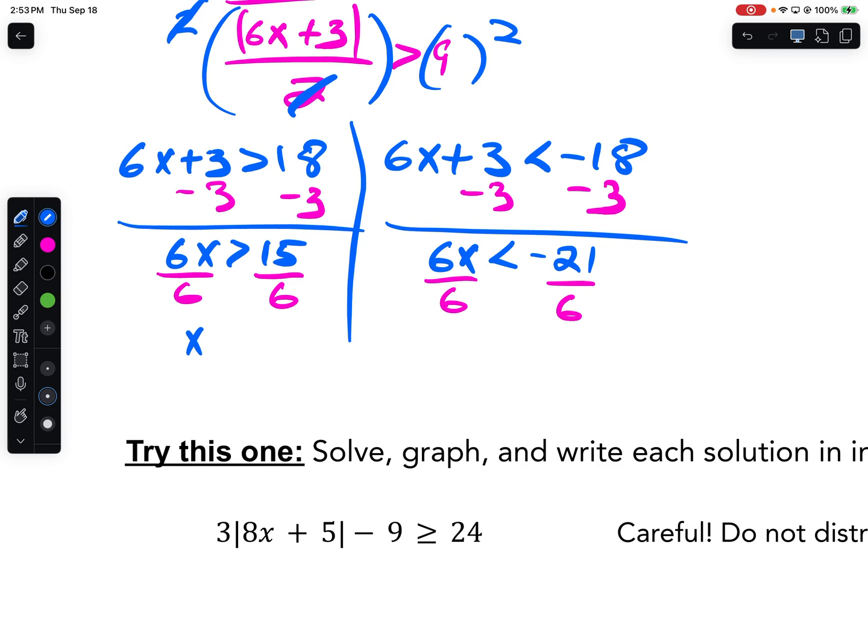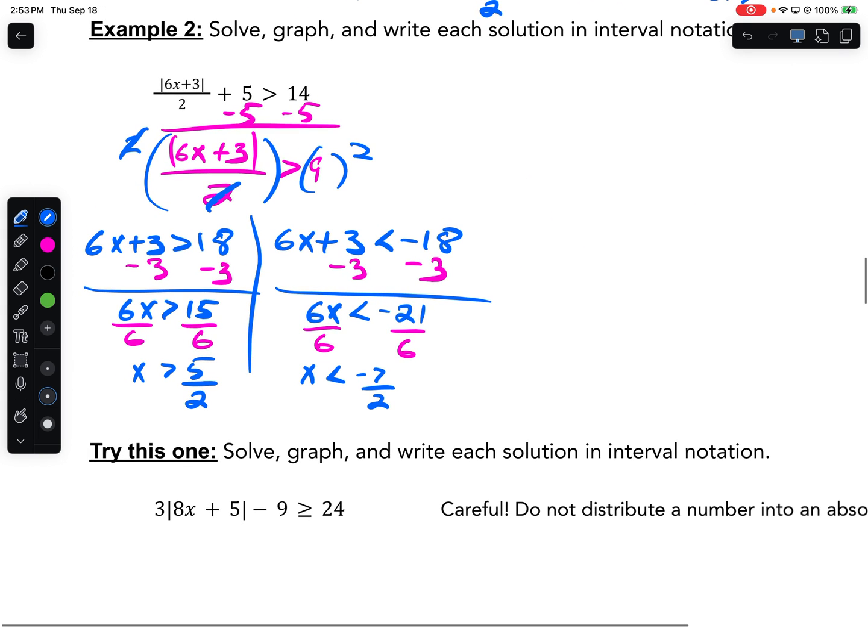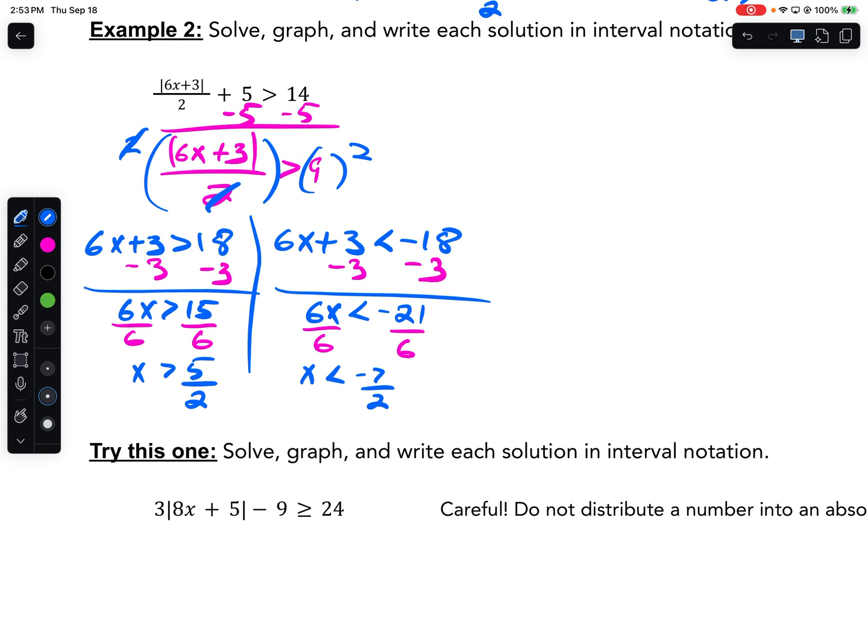3. 15 divided by 3 is? 6 divided by 3 is? 2. Do you think both denominators are going to be 2? Yeah. They sure are. So 21 divided by 3 is? 7. And 2. Okay? Then we have to graph it in interval notation.